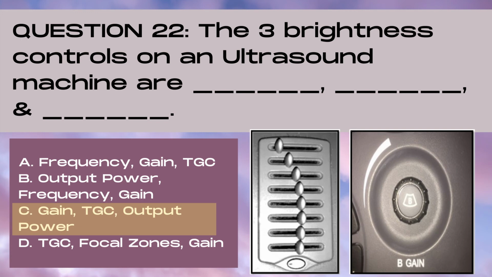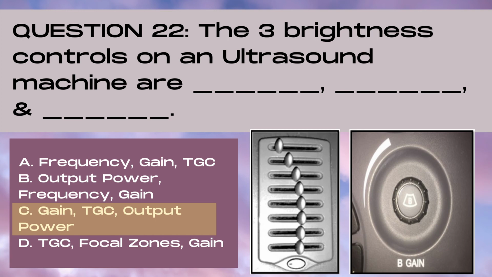Gain, TGC, and output power are the 3 brightness controls on an ultrasound machine. Gain and TGC boost signals that have already returned to the ultrasound machine and do not affect the strength of the sound waves sent into the body, while output power changes the strength of the pulse sent into the body. Therefore, gain and TGC should always be adjusted first, and output power only used as a last resort when gain and TGC are not adequate.